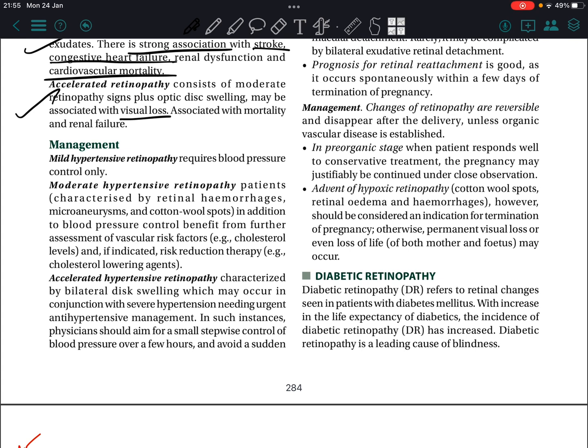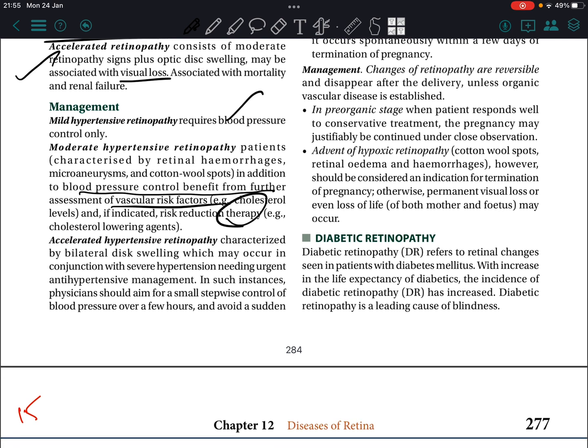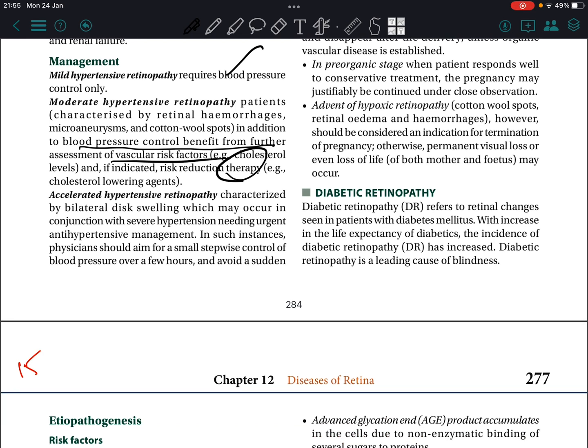Management: mild hypertensive retinopathy requires blood pressure control only. Moderate hypertensive retinopathy patients, in addition to blood pressure control, benefit from further assessment of vascular risk factors. If indicated, risk reduction therapy should be given. Accelerated hypertensive retinopathy, characterized by bilateral disc swelling, which may occur in conjunction with severe hypertension, needs urgent antihypertensive management. In such instances, physicians should aim for small stepwise control of blood pressure over a few hours and avoid sudden reduction.